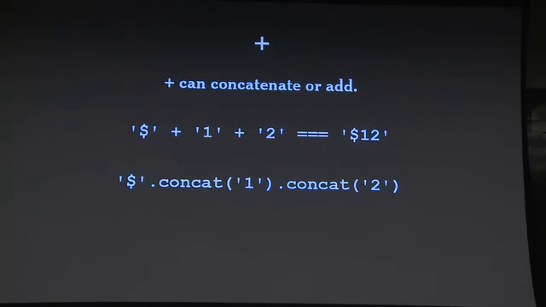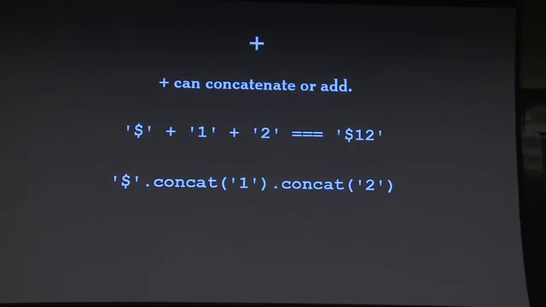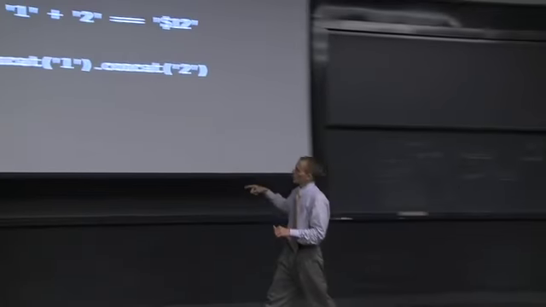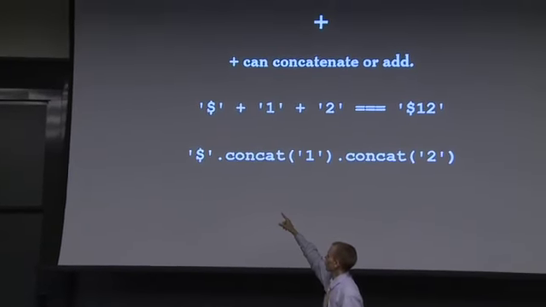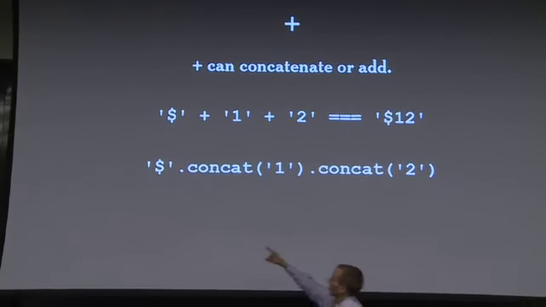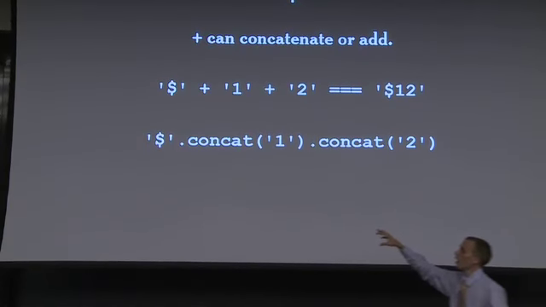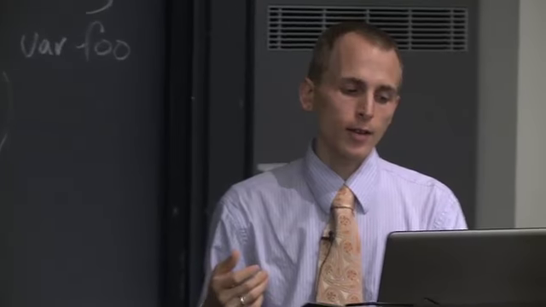Plus can mean concatenate two strings, or it can mean add. So here, the string $ plus the string 1 plus the string 2 equals the string $12. And it's equivalent to using the concat function. And here you'll see this string that's contained in between these two single quotes, that is actually accessible as an object using the dot notation, and it has the concat function as a method of that object. Everything in JavaScript is an object slash function.